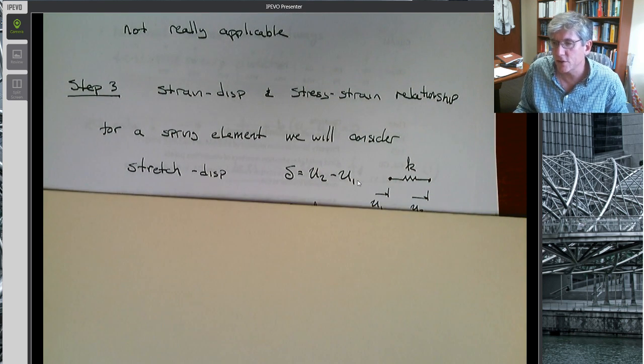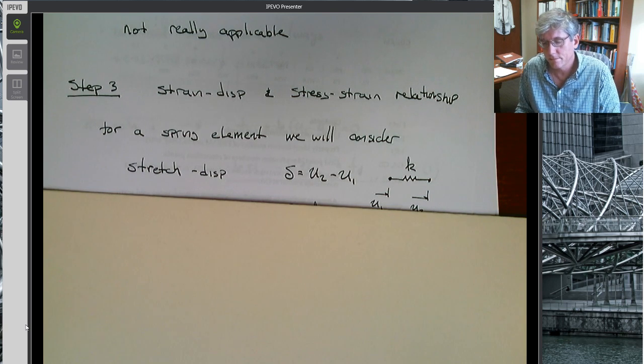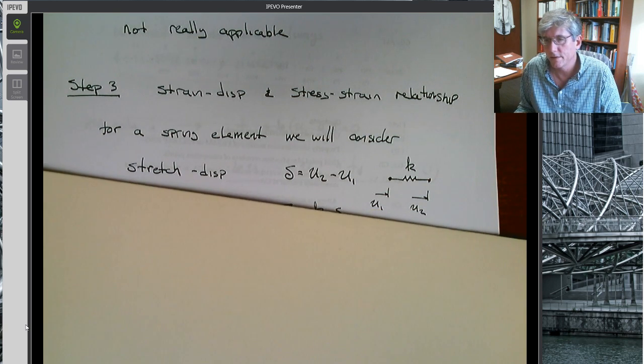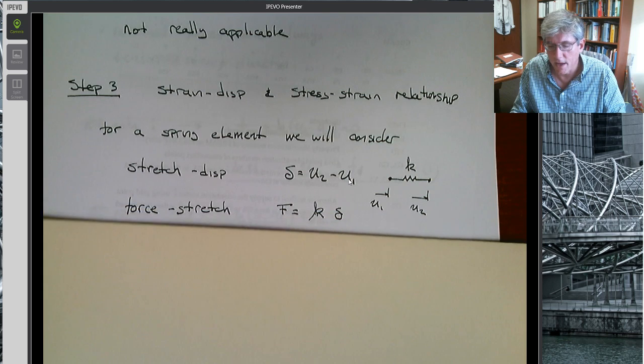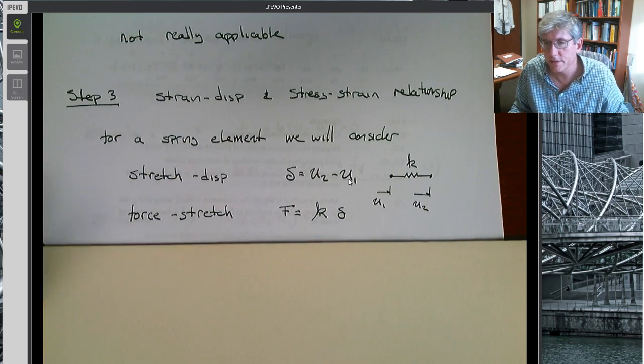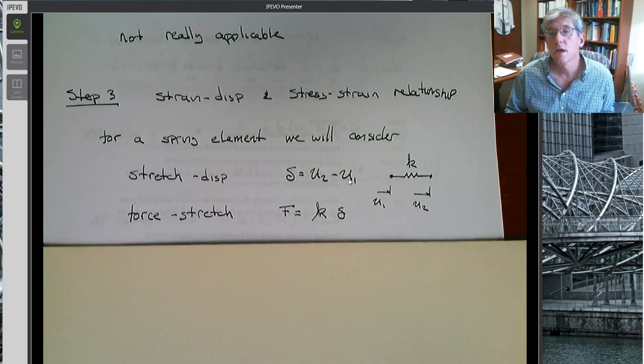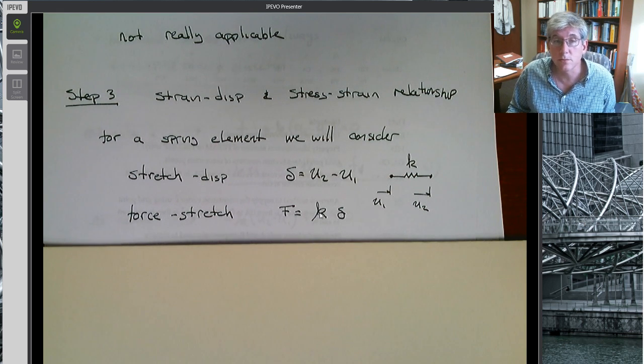If this is your spring element, with U1, U2, the amount that this element stretches, delta, is U2 minus U1, right? And the force in that element, now this is going to be an internal force, so the force is related to the stretch through Hooke's law, right? The force is the spring stiffness times delta.